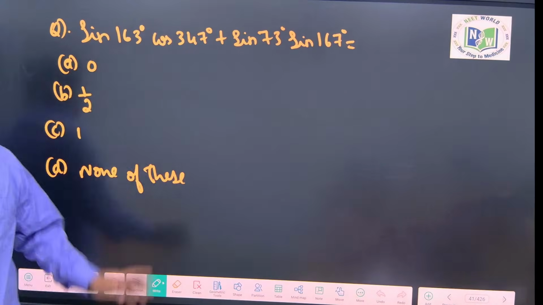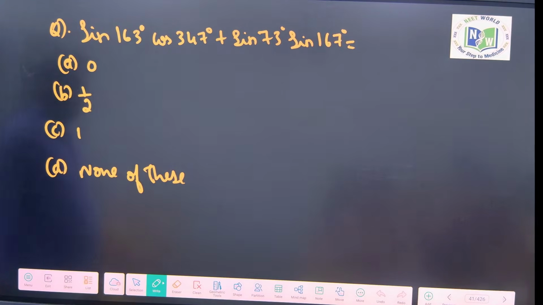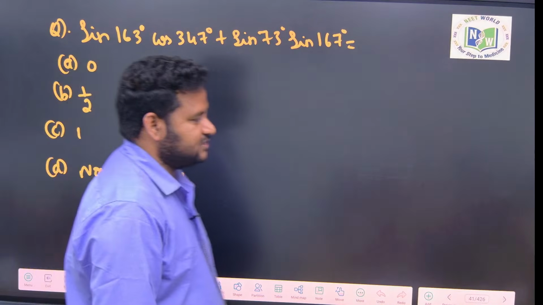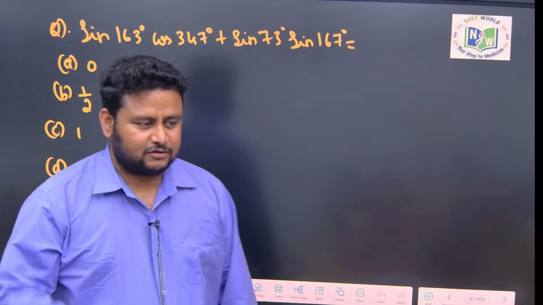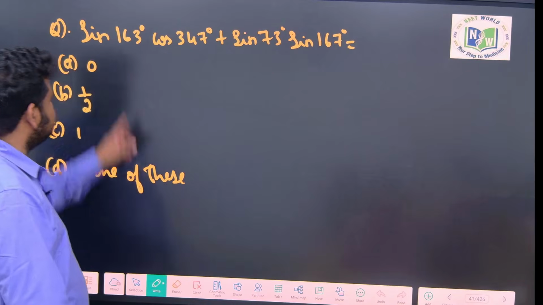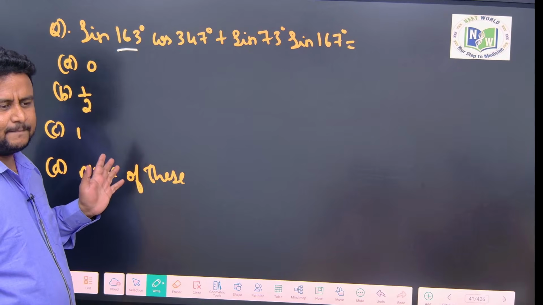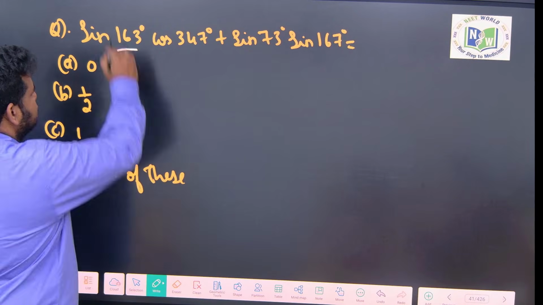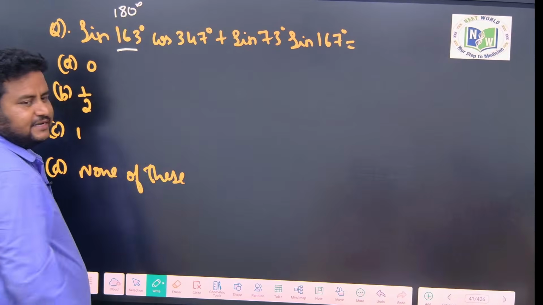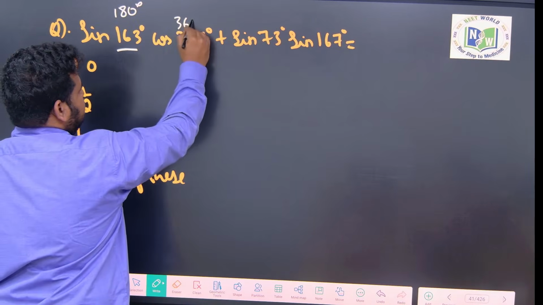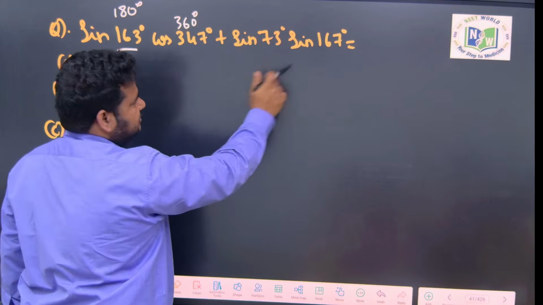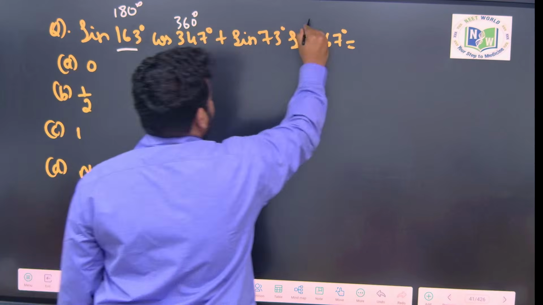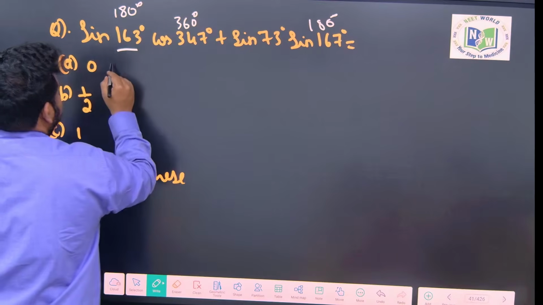Look at this. Such type of questions are coming in your examination. This is one of the questions they have asked: sin 160 degree, cos 347 degree, sin 73 degree, sin 167 degree is equal to what? For this, we definitely don't know the exact values, and we need not know them. Sin 160 degree is close to which angle? 180, good. What about 347 degree? 360 degree. Then sin 73 degree, close to 90, keep it as it is. 167 is close to 180. Now sin 160 degree, let me write it as what?